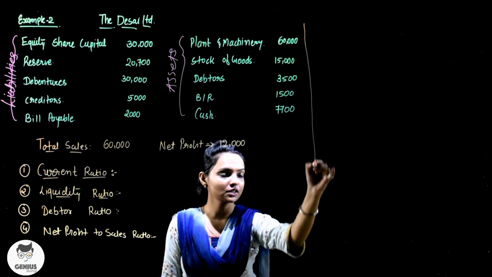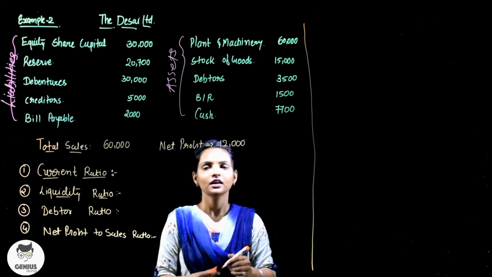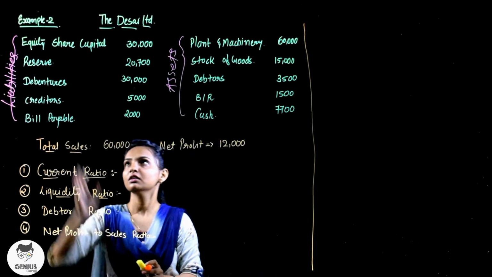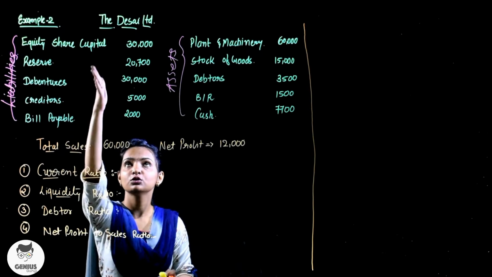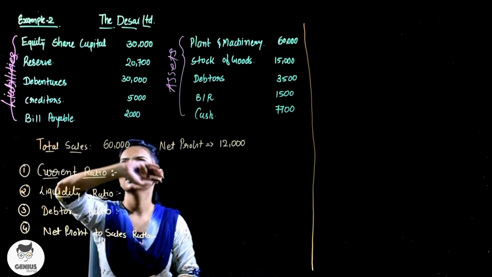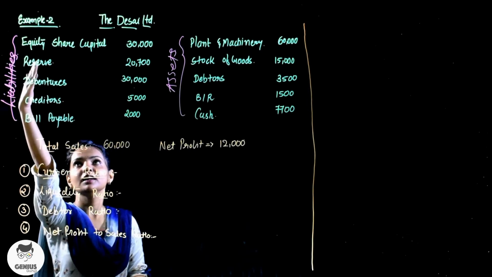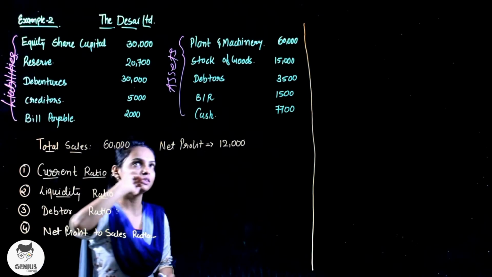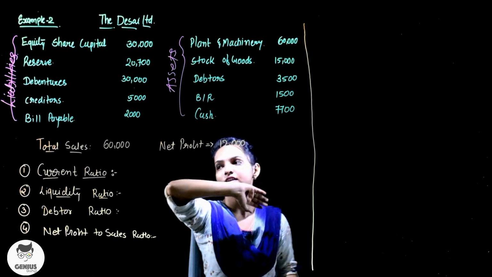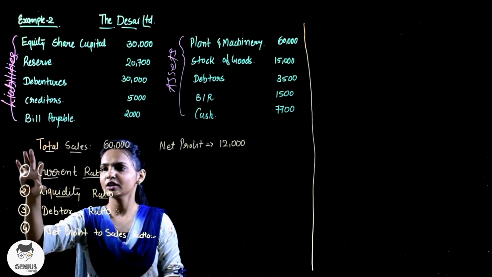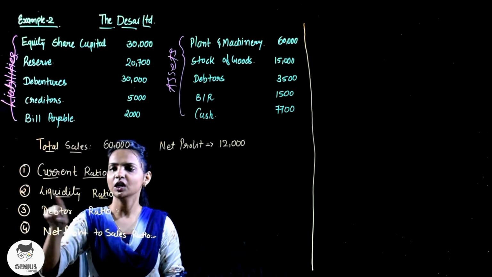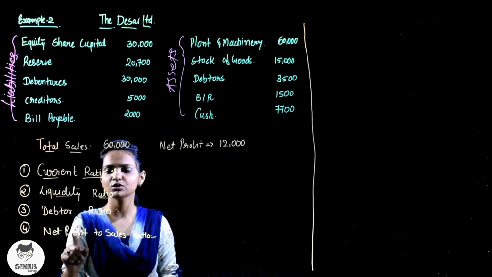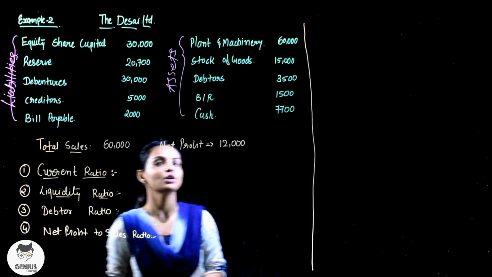We are going to discuss the practical session. In that, your book presents sum number 2, Desai Limited. This is your liability: equity share capital, reserve, debentures, creditors and bills payable. And this is your assets. They are asking us to calculate current ratio, liquidity ratio, debtors ratio and net profit ratio.